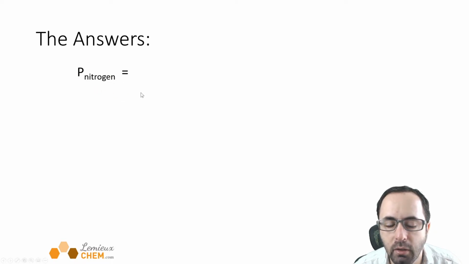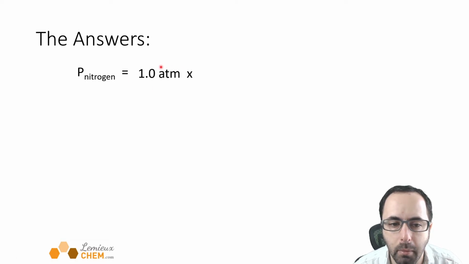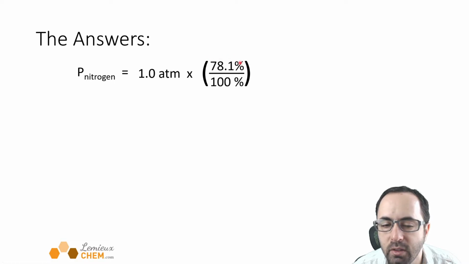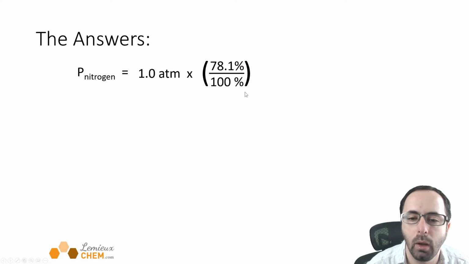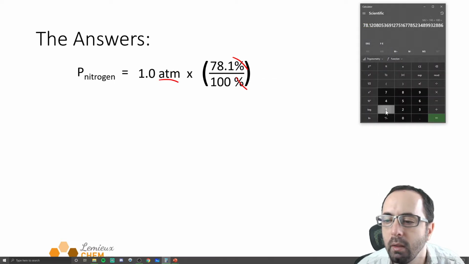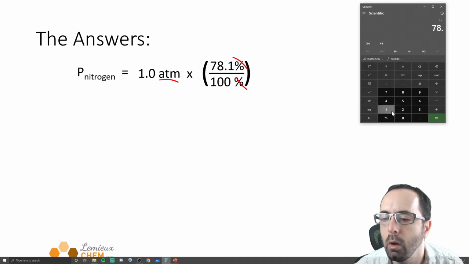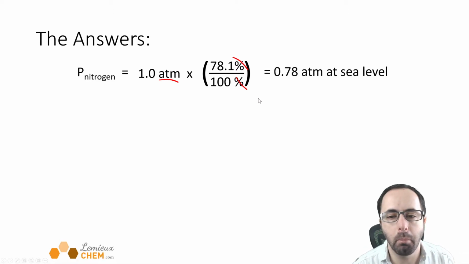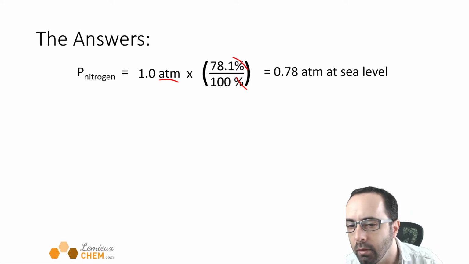So the partial pressure of nitrogen at sea level, when the total pressure is 1 atmosphere, will be the total pressure, 1 atmosphere, times the percentage of the air which is nitrogen. And if we're breathing normal air, we saw that was 78.1%, divided by 100% to turn it into a decimal. And so our percentages cancel here, and we're going to have units of atmospheres. And so we do 1 times 78.1 divided by 100. And so we get 0.781 atmospheres for our partial pressure of nitrogen. So that is at sea level, okay?